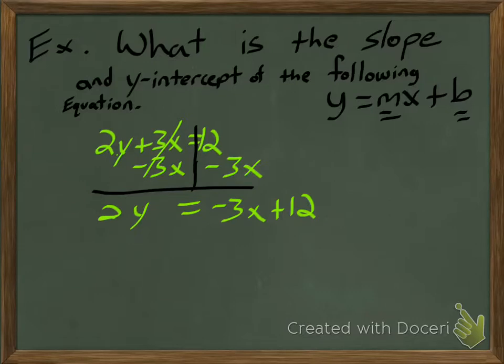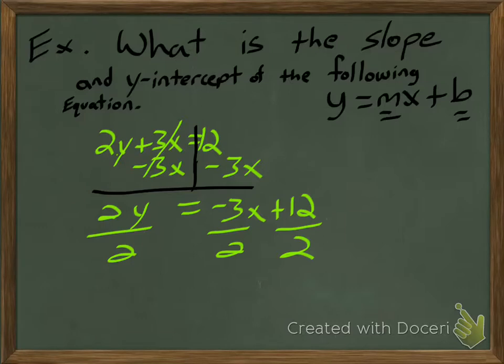Now, I want to get y by itself. So, if I covered this up, how would I get rid of the 2? Well, it's 2 times y, so I would get rid of it by dividing by 2. So I'm going to divide both sides by 2. Now when you do this, you have to divide every number by 2.